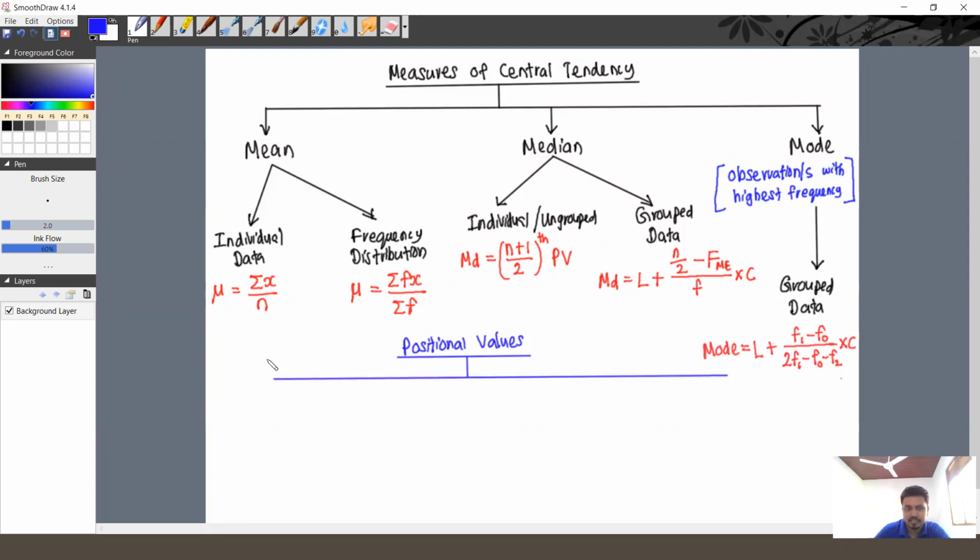What comes to your mind? Quartiles, right? Quartiles කියලා කියන්නේ මොනවද? සිංහලෙන් නම් කියනවා මොනවද? චතුර්ථක, right? චතුර්ථක.